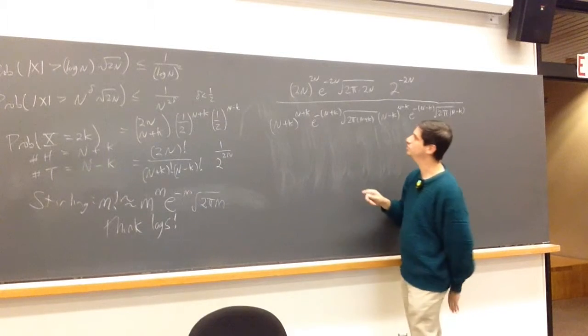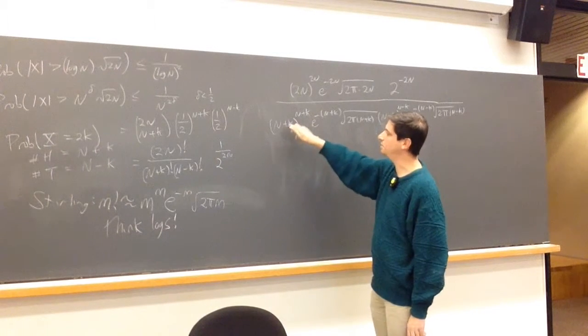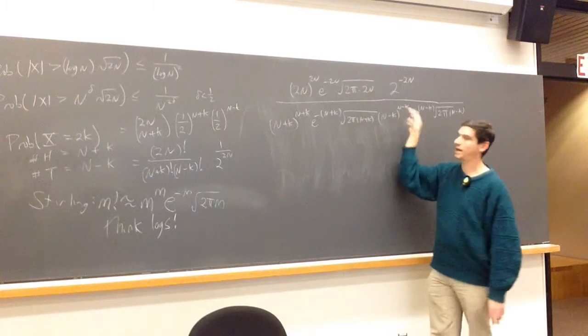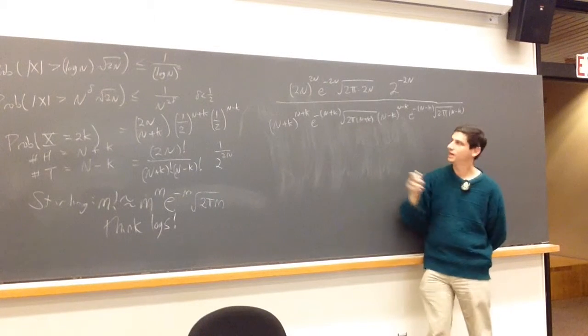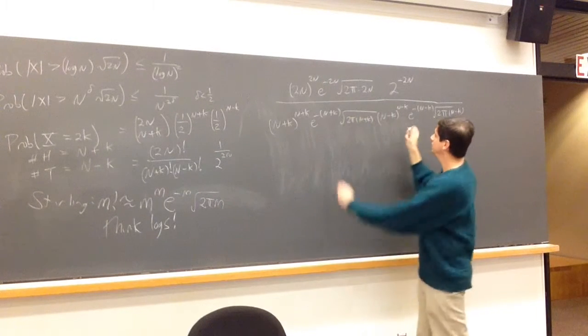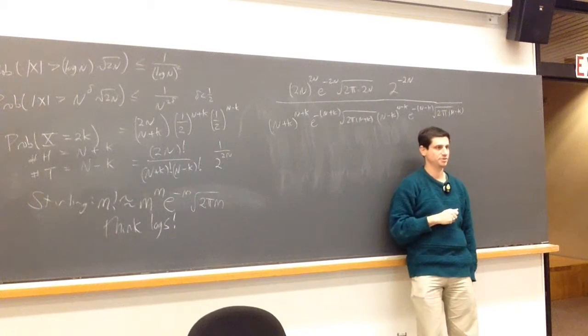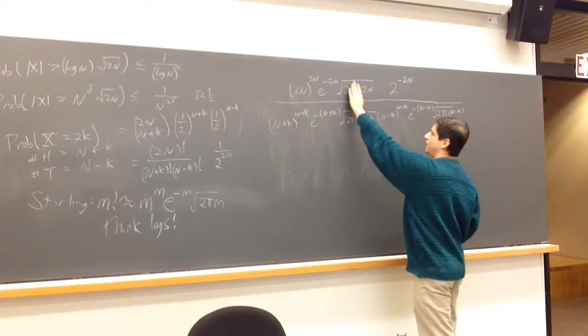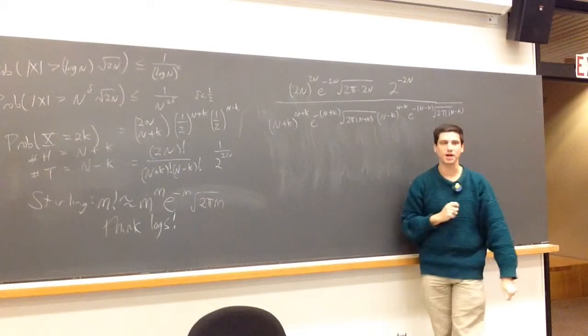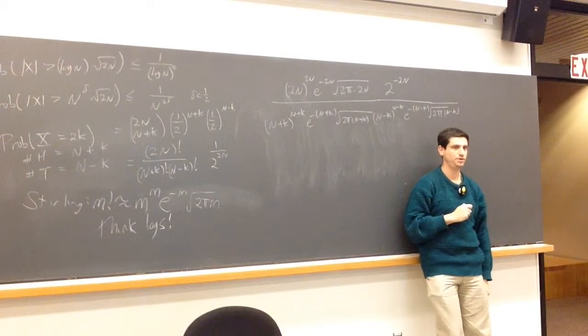Okay? And so when I do that, these will become 1 plus k over n. This will become 1 minus k over n. I have an e to the negative 2n, and when you combine these, I have an e to the negative 2n. Those will cancel. Square root of 2 pi, square root of 2 pi, square root of 2 pi. A square root of 2 pi survives down below.